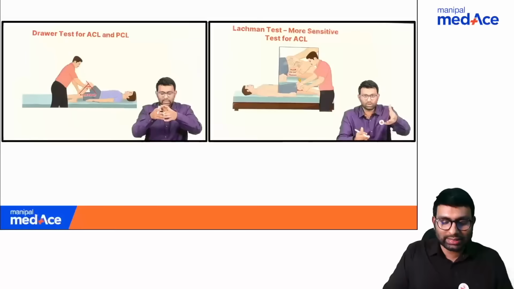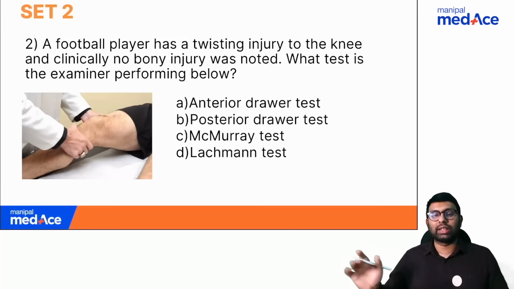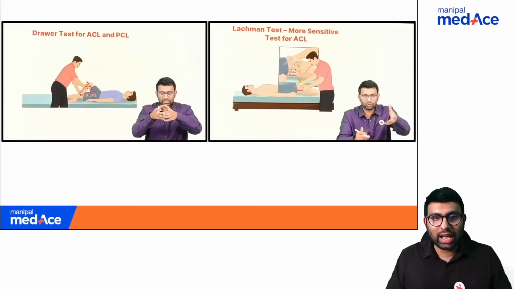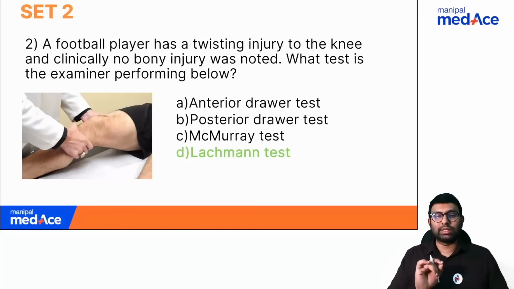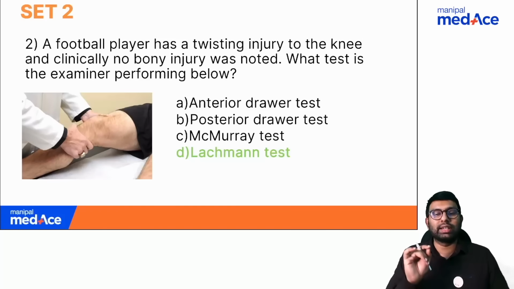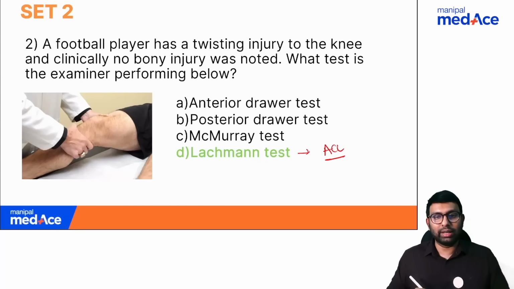So if you look at the image again, it's at 20 to 30 degrees of flexion that the examiner is looking for instability. So the answer here has to be Lachman's test, not drawer test. Don't get confused. The knee flexion is giving you the answer. It is the Lachman's test, mainly done for ACL instability. Okay, so this is how you will arrive at the diagnosis.